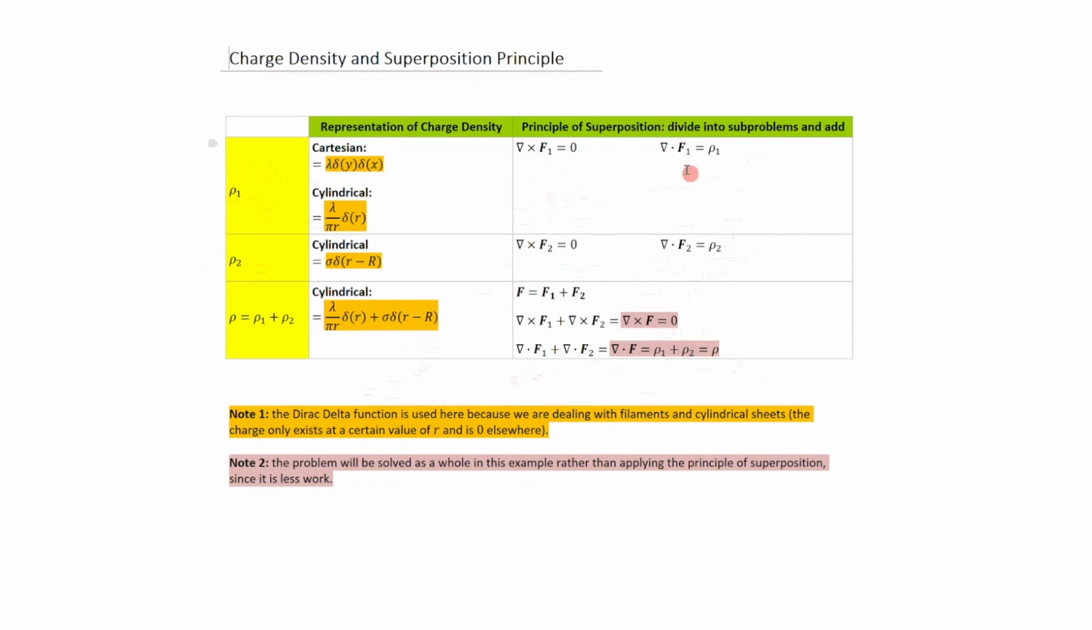So we could either have solved this as two independent problems and summed the fields, or in this case, because both the filament and the cylindrical sheet have the same axis of symmetry, we can solve this as just one common problem, right? And so in this particular example, that's what we're going to do. We're not going to apply the principle of superposition. It's just an extra load of work. We can just take the total charge as a whole and solve this problem.